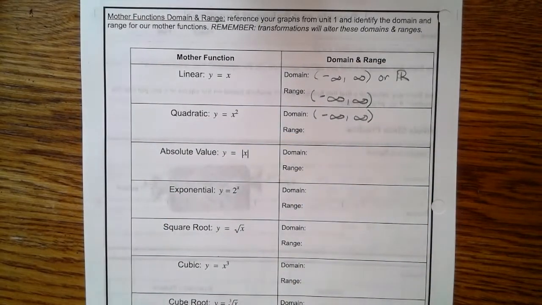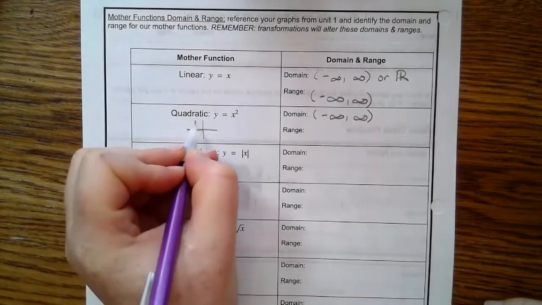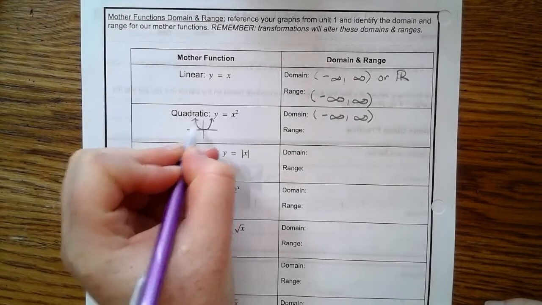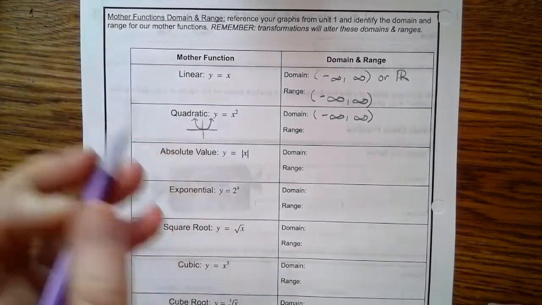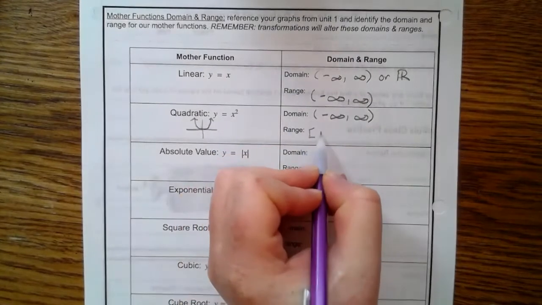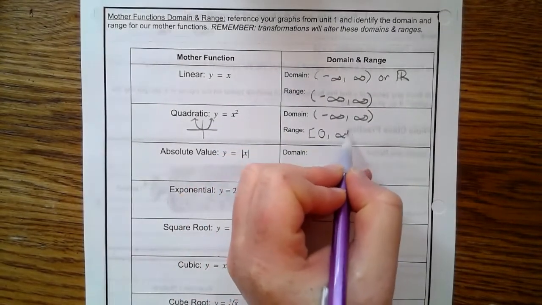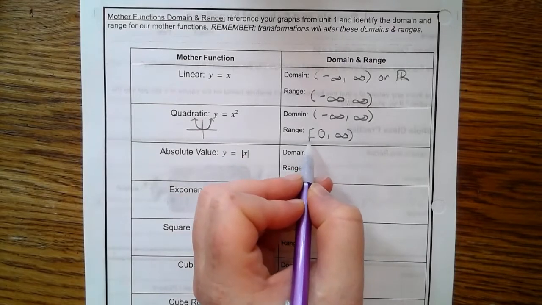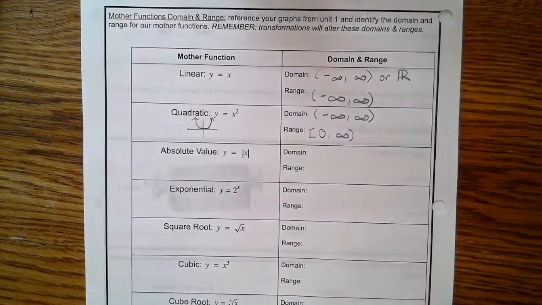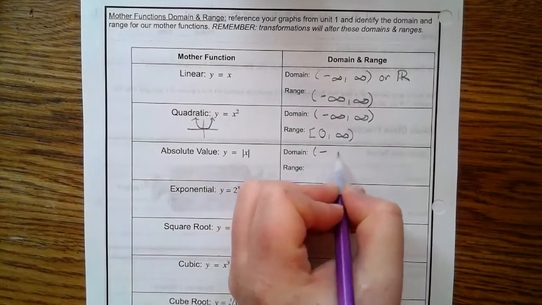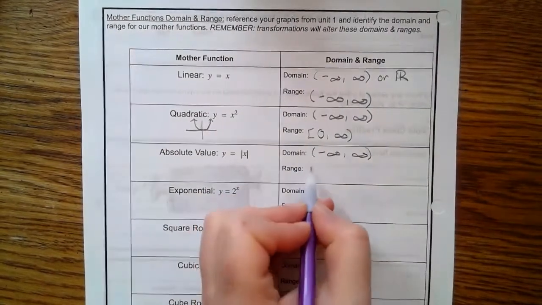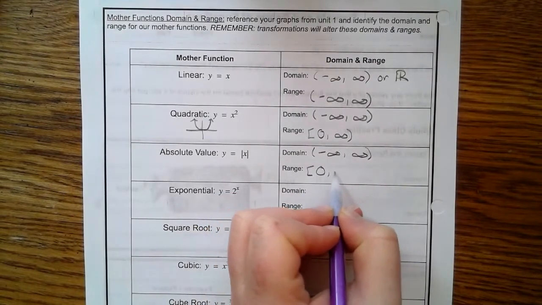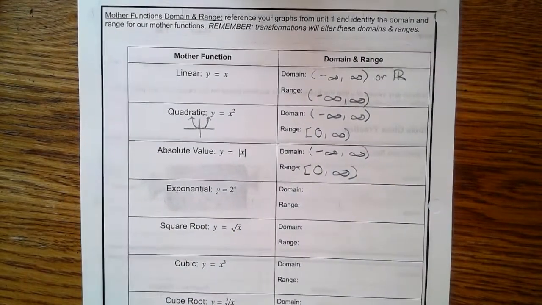But my range is not going to be the same because if you think about a quadratic, only these y values above are being hit. So 0 to infinity, and I put a bracket here because it sits on 0, a closed bracket. Absolute value, you can plug in whatever you want, but it'll only spit out 0 or positive numbers, right? Absolute values don't have negatives.